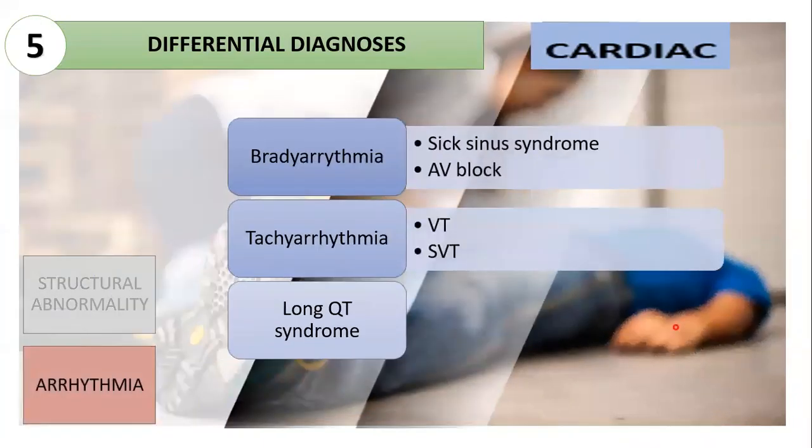We go now to arrhythmias, which could be slow, fast, or mixed. Sick sinus syndrome and AV block are under bradyarrhythmia, ventricular tachycardia and supraventricular tachycardia are under tachyarrhythmia, and lastly, we have the long QT syndrome.